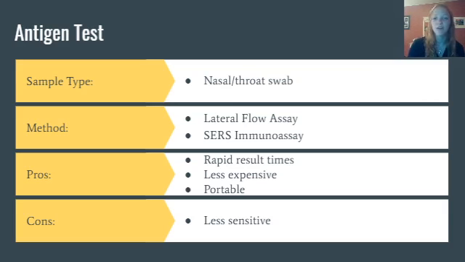Moreover, my research mentor, Patrick Johnson, and his team of students are also engineering a SARS immunoassay. The major benefit of antigen tests are their rapid result times, usually in the range of 15 minutes, as well as their price point and their portability. The major drawback of these tests is that a degree of sensitivity is lost when compared to the molecular test.